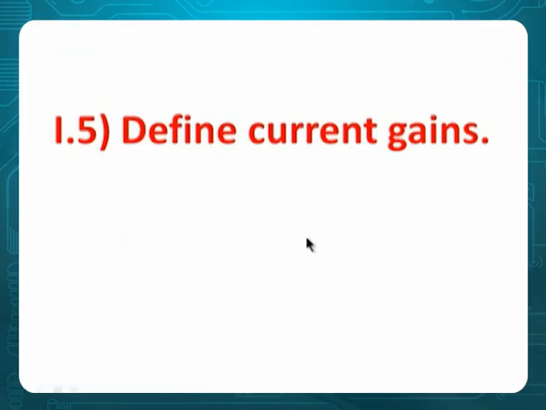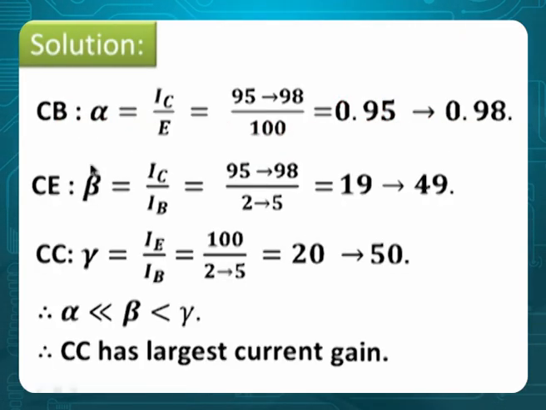Define current gains. As we already said, alpha, beta, gamma are the values. Alpha is far less than beta, less than gamma. Therefore, which one has the highest current gain? Common collector has the highest current gain. That's why most of the time, before we put the real load of an amplifier or a switch, we always put CC because it gives more current. That's why sometimes CC is called a pass element, because it's passing on this more amount of current.